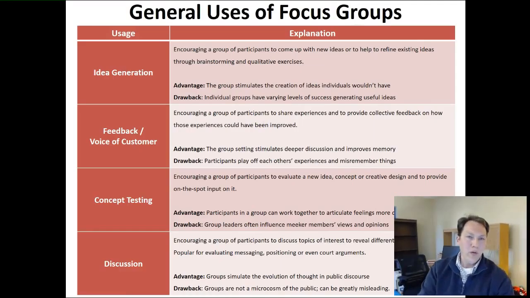So, a few uses of focus groups. This is not a conclusive, exhaustive list, but this is a list that breaks it down into several categories that are pretty commonly used. One use is idea generation, and I actually think this is the best use of focus groups. I think it's what they're best suited to do. But idea generation is about encouraging a group of participants to come up with new ideas or to help refine existing ideas through brainstorming and qualitative exercises.